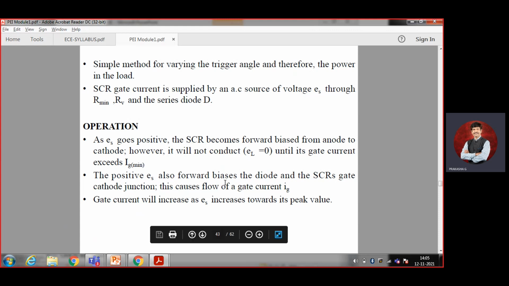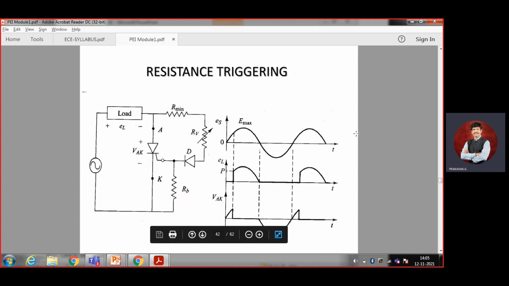The positive ES also forward biases the diode and the SCR's gate-cathode junction. This causes the flow of the gate current. Once IG has been given, it becomes conducting. The gate current increases as ES increases towards its peak value, E maximum, and EL also keeps increasing. As the gate current increases, the SCR conducts, and since it is conducting, I get the voltage across the load.